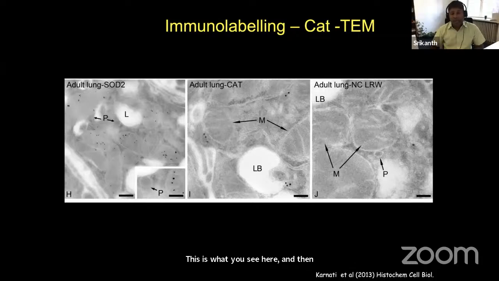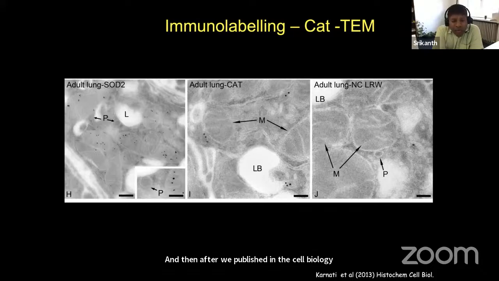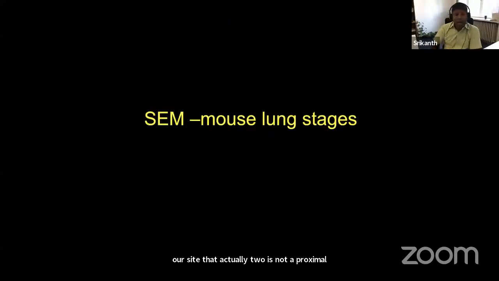And then we published in Histochemistry and Cell Biology, saying that people believed for so many years that superoxide dismutase 2 is a mitochondrial protein and not a peroxisomal protein. So this is a study that shows that people should not think or cite that SOD2 is a peroxisomal protein. Yeah, I will now show you some scanning electron microscopic images of mouse lung stages.